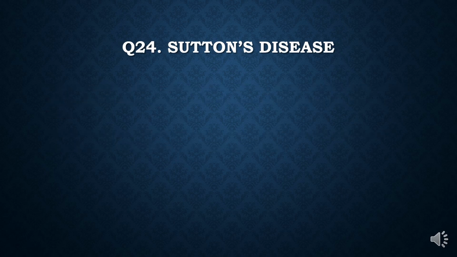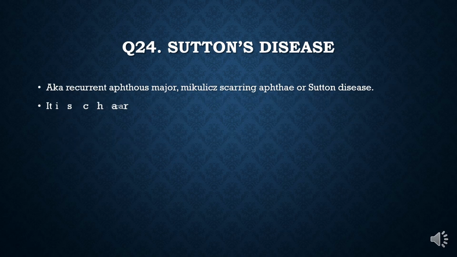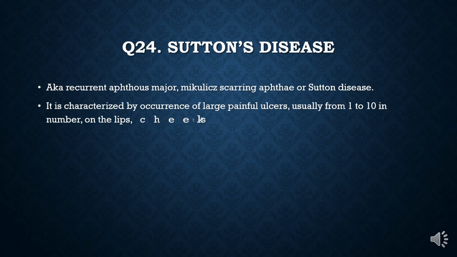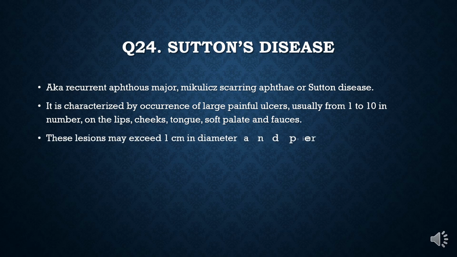24 is Sutton's disease. It is also known as recurrent aphthous major, Mikulicz's aphthae, or Sutton disease. It is characterized by occurrence of large painful ulcers, usually from 1 to 10 in number, on the lips, cheeks, tongue, soft palate, and facial pillars. These lesions may exceed 1 centimeter in diameter and persist for up to 6 weeks and leave a scar upon healing.